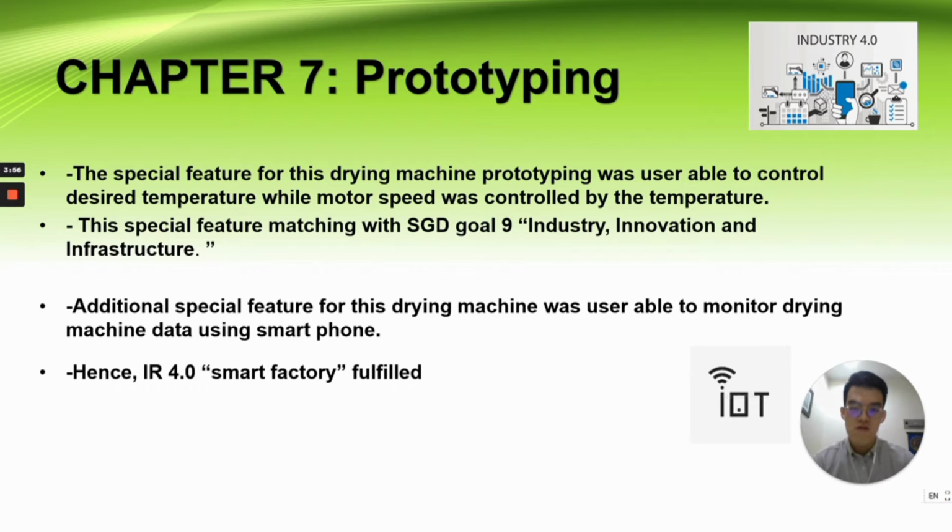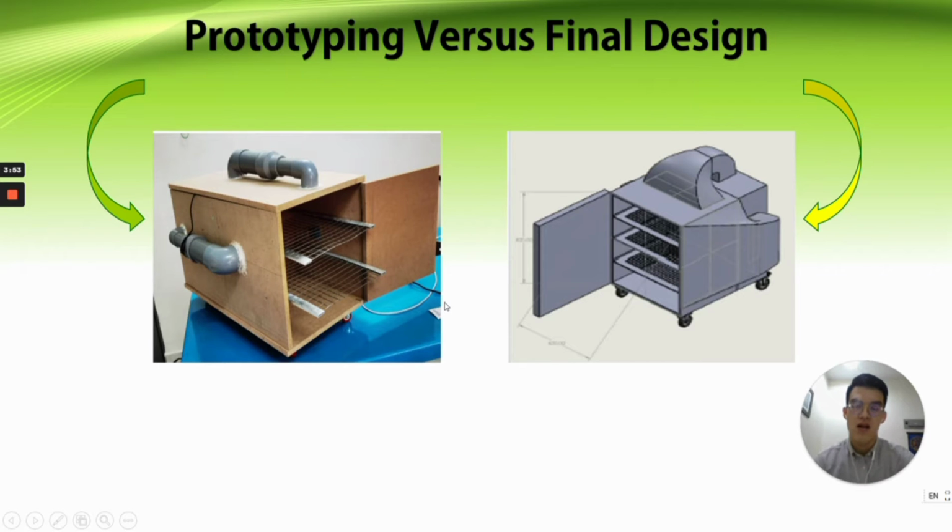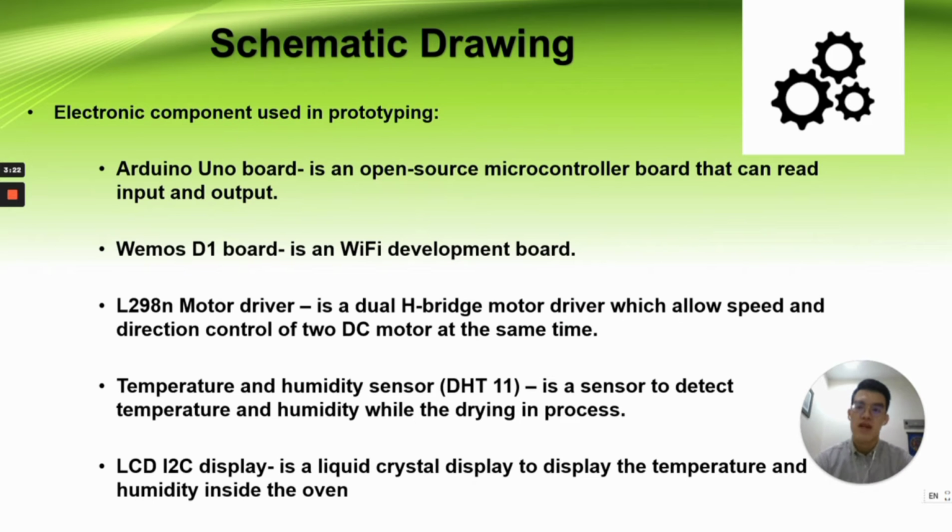Next, we look at the prototype versus the final design. In this picture, we can see the shape of the prototype and the final design is almost the same, with the exception of the ducting part. Due to limited cost, we decided to change the ducting tube to one using PVC. The rest use almost the same design as the final design. Next, we will look at the schematic drawing.